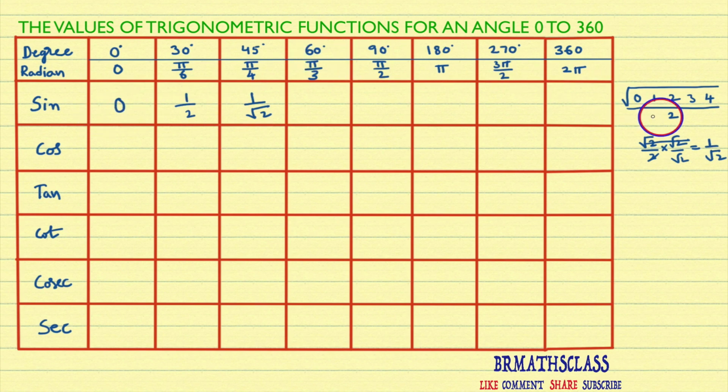Sine 60 degrees value. You observe here, root 3 divided by 2. Okay. Sine 90 degrees value is what? Root 4. Root 4 is what? 2. 2 divided by 2 is 1.